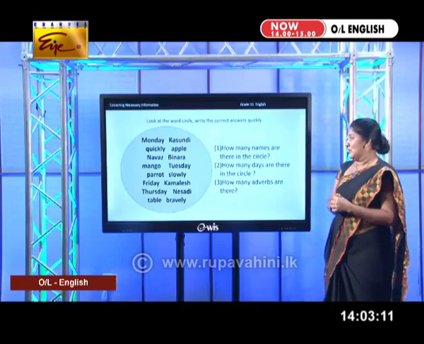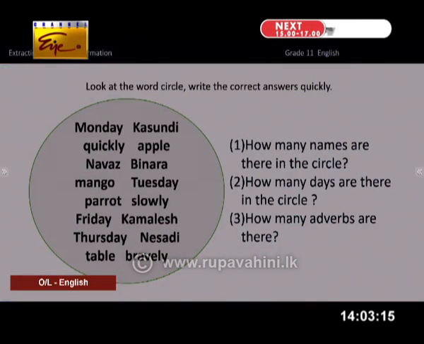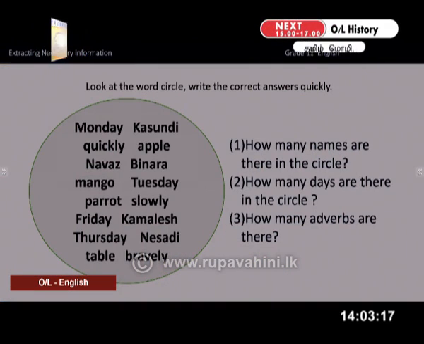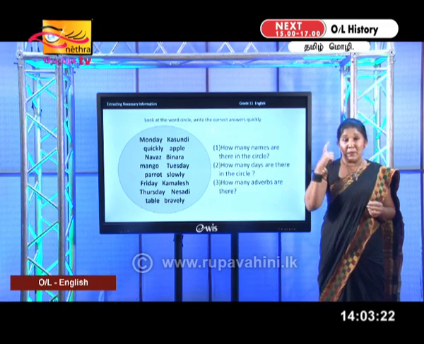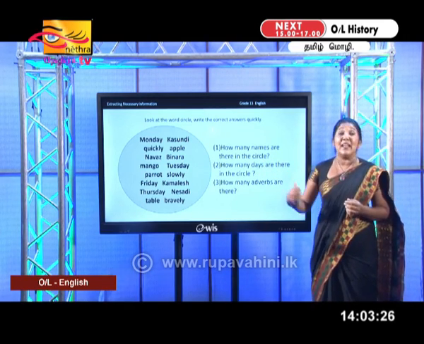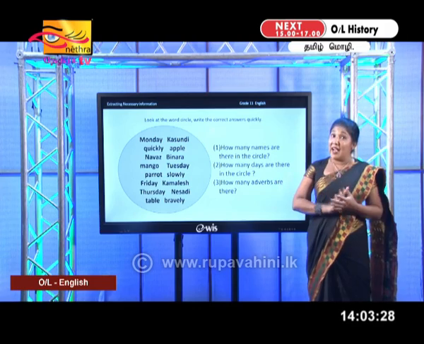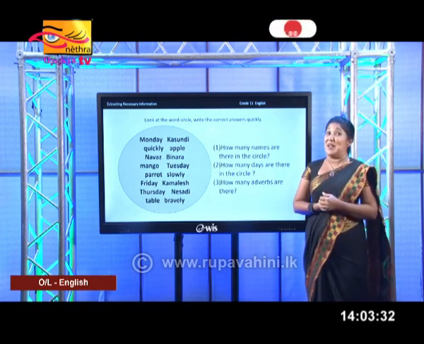Question number 2. How many days are there in the circle? It's Monday, Tuesday, Wednesday, Thursday, Friday, Saturday and Sunday. So when the day comes into your mind, it's very easy for you to extract your information and answer this question, and the answer is 4. If you have got it correct, thumbs up to you, my dear students.